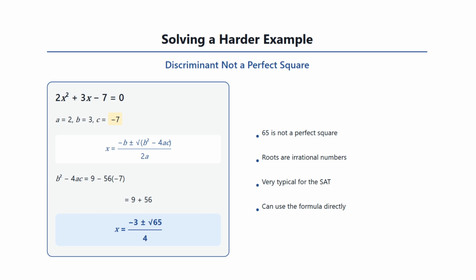Substituting these into the quadratic formula gives us x equals negative 3 plus or minus the square root of 9 plus 56, all divided by 4. The discriminant becomes 65, which is not a perfect square. So the solutions simplify to negative 3 plus or minus the square root of 65, all over 4. This is a very typical SAT result, and being comfortable with irrational answers will help you score higher.